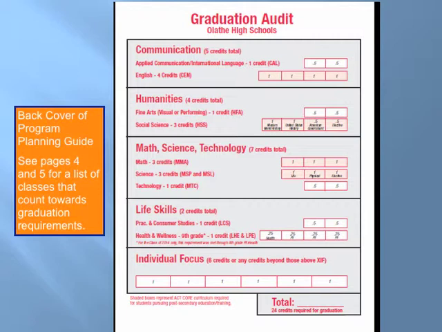The next category of math, science, and technology requires a minimum of 7 credits. 3 credits in math, 3 credits in science, and 1 credit in technology.